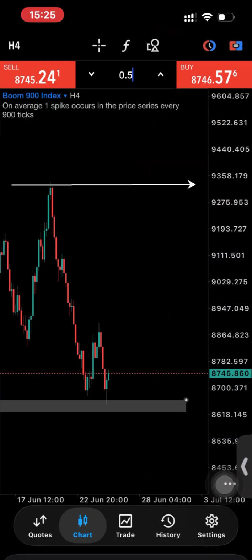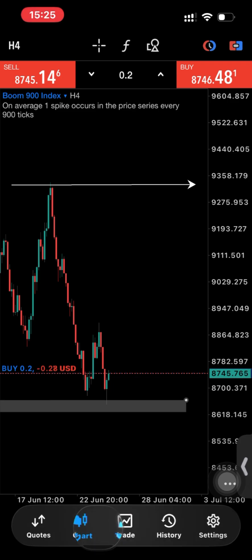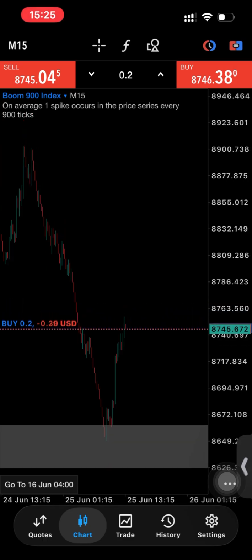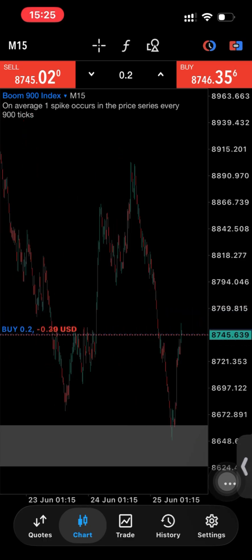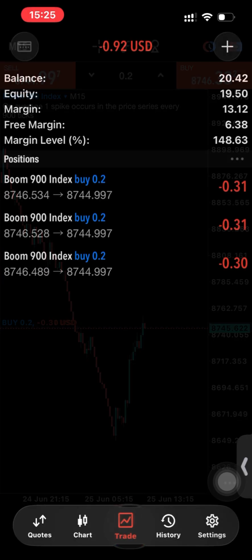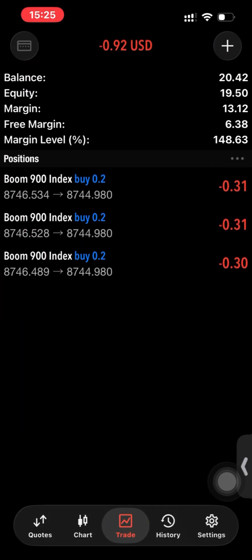Right there, I'm just checking for the minimum lot that I can use to put a position there, because usually I don't trade Booms or Crashes, so it still confuses me at times what lot size I should use. You just go onto the instrument, click on details, and go down a bit. It will show you the minimum and the maximum volume that you can use to open a position there.